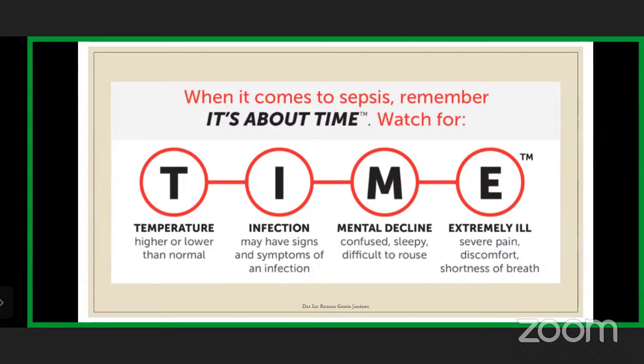So we can see temperature higher or lower than normal, lower usually in the extremes of life, in early childhood with babies, newborns especially, and also our grandpas and grandmas. They suffer this lower temperature, and usually we don't consider it a sign of sepsis. That's why we have to take it into account.